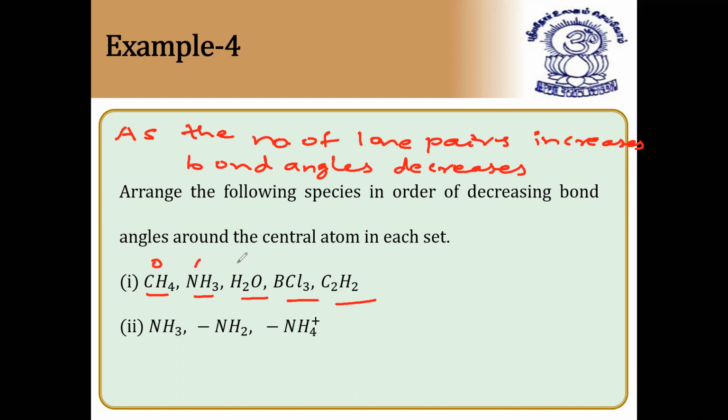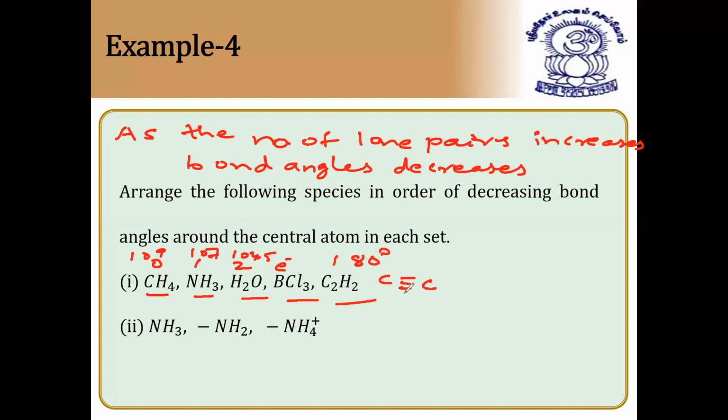Ammonia has one lone pair, water has two lone pairs, and BCl3 is an electron deficient compound, and C2H2 has a triple bond between carbon atoms. So decreasing bond angles. Methane is 109 degrees, ammonia is approximately 107, and water we already know 104.5, and BCl3 is 120 degrees, C2H2 is 180 degrees because it is linear shape.